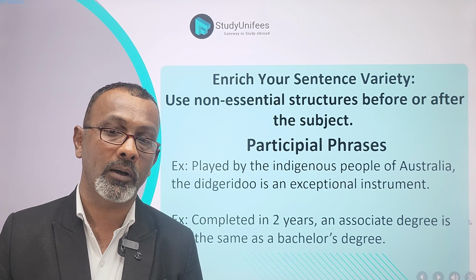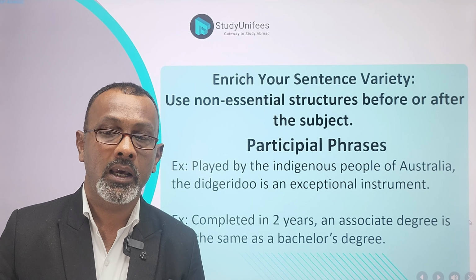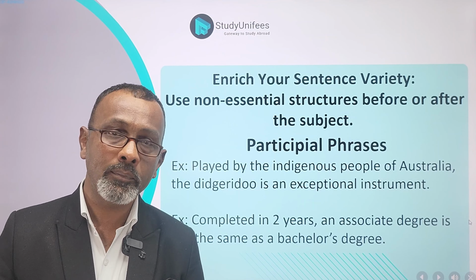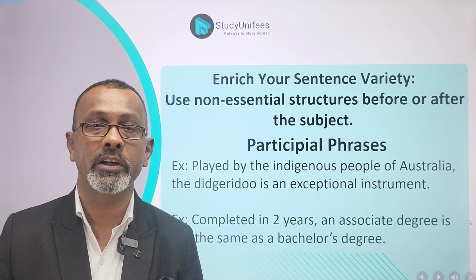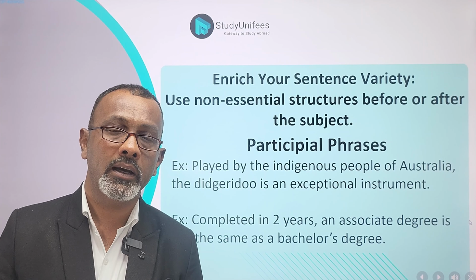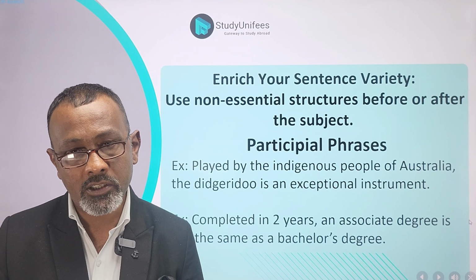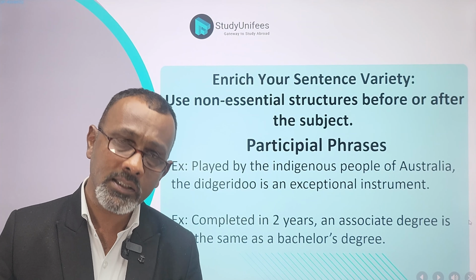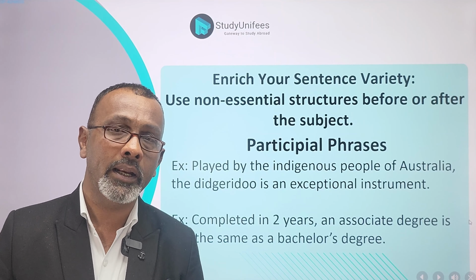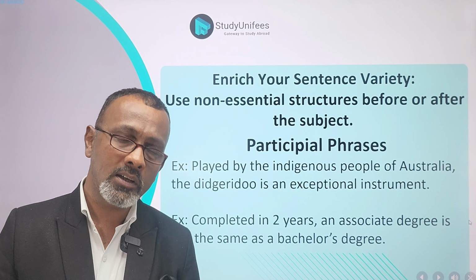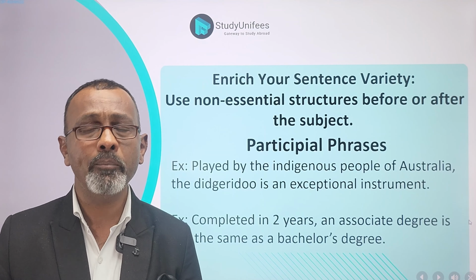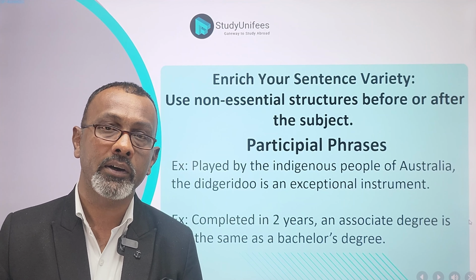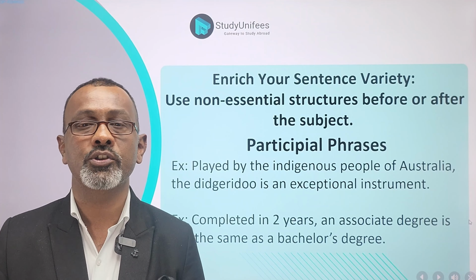Look at the second example. Completed in 2 years, an associate degree is not the same as a bachelor's degree. Here the subject of the independent clause is an associate degree. It is modified, explained or described by the participial phrase completed in 2 years, because after all, an associate degree is completed in 2 years. Again, this participial phrase is initiated by a verb 3, the past participle. Use phrases like these to add more variety and richness to your writing.